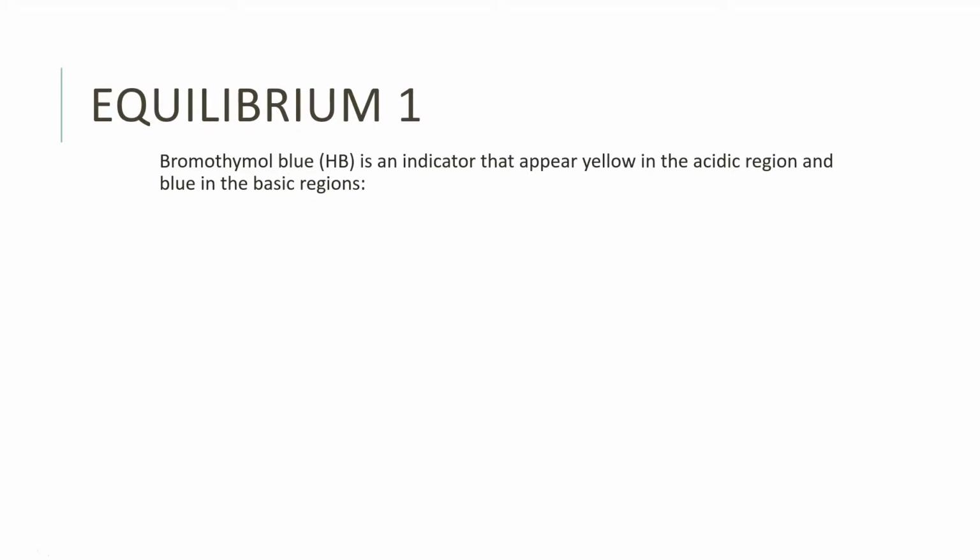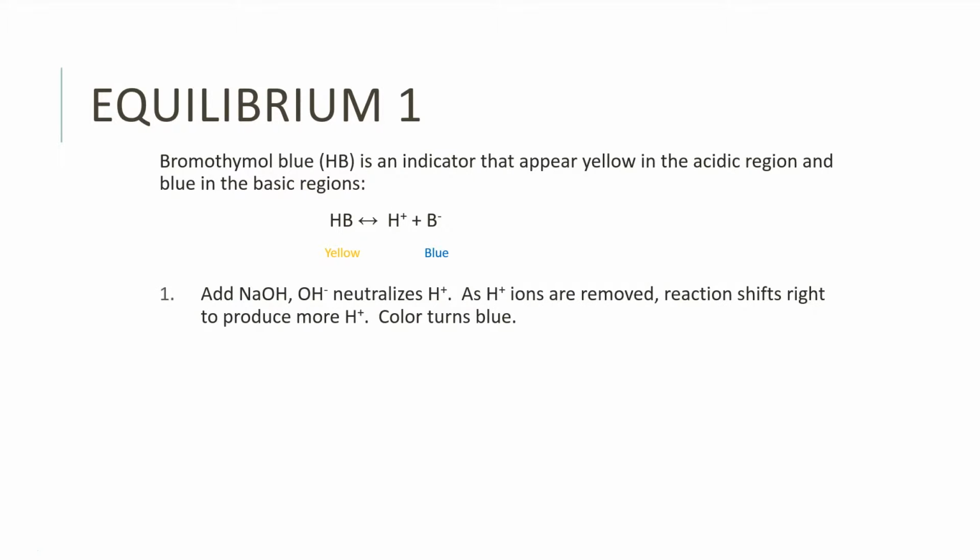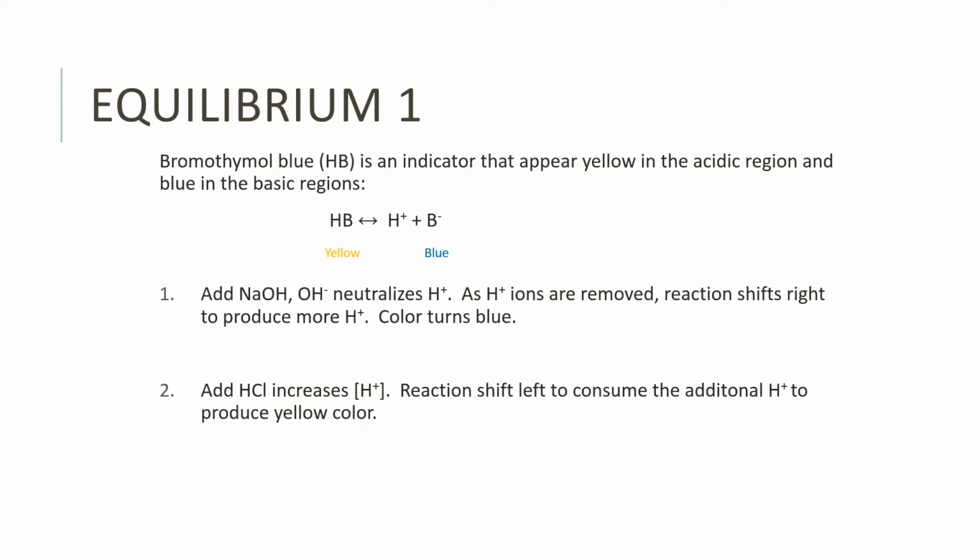Equilibrium 1. Bromothymol blue, or HB, is an indicator that appears yellow in the acidic region and blue in the basic region. By adding NaOH, OH- neutralizes the H+. As H+ ions are removed, the reaction shifts to the right to produce more H+. The color will turn blue.